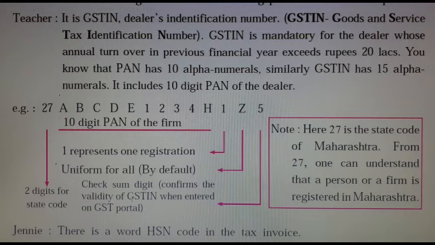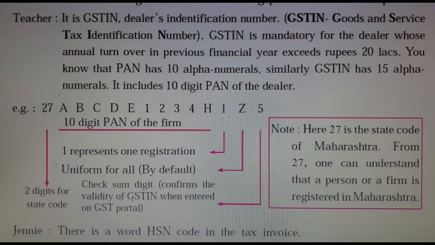Now, what is the structure of GSTIN? See below, there are 15 digits in the GSTIN number. First two digits are for the state code. 27 is the state code of Maharashtra. That's why this dealer is from Maharashtra. First two digits tell that this trader or supplier or the firm is from which state. That means it is registered from which state.